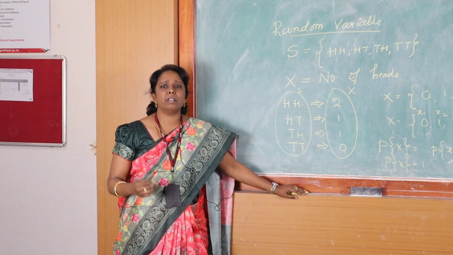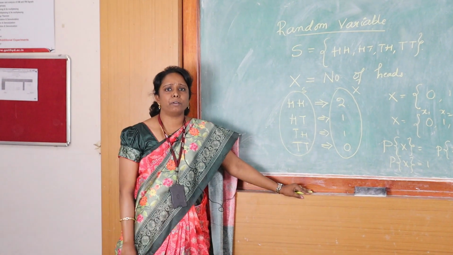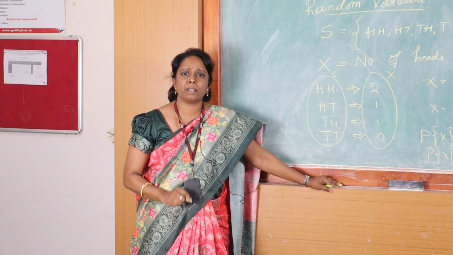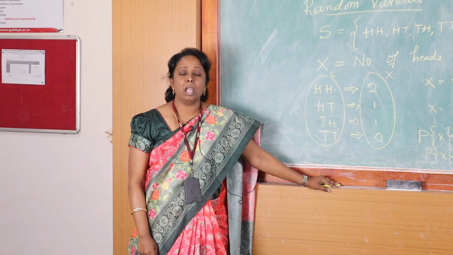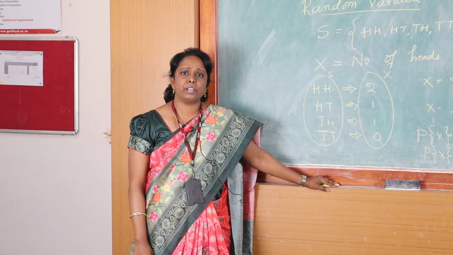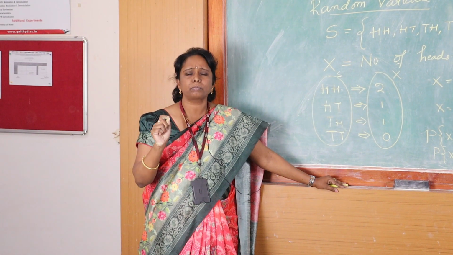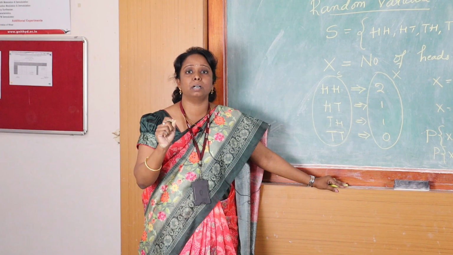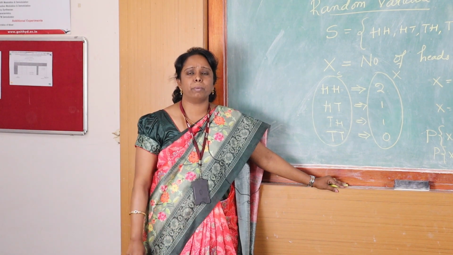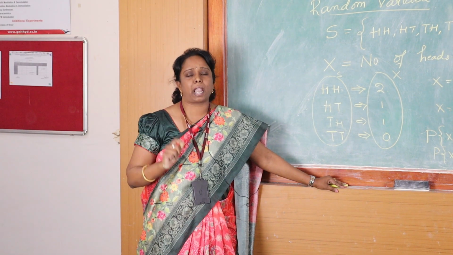Now, how many types of random variables are there? There are 2 types: continuous random variable and discrete random variable. When is the random variable discrete? When its sample space is countable and finite, it is called a discrete random variable.